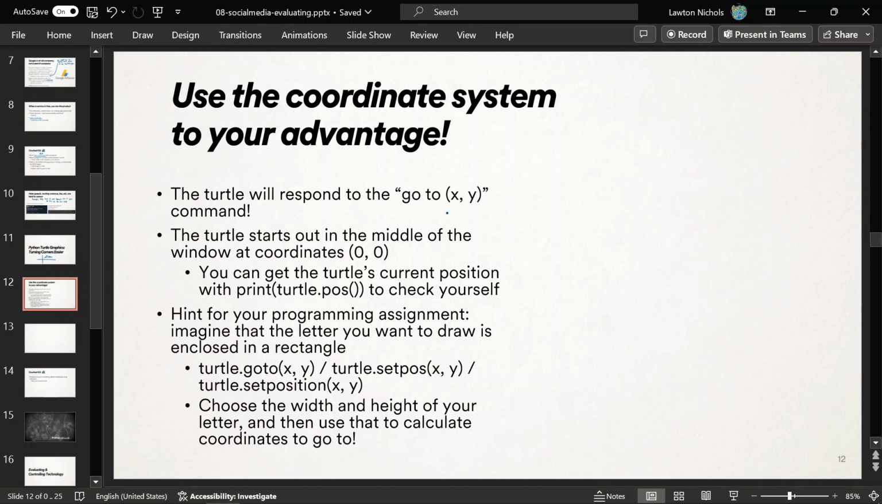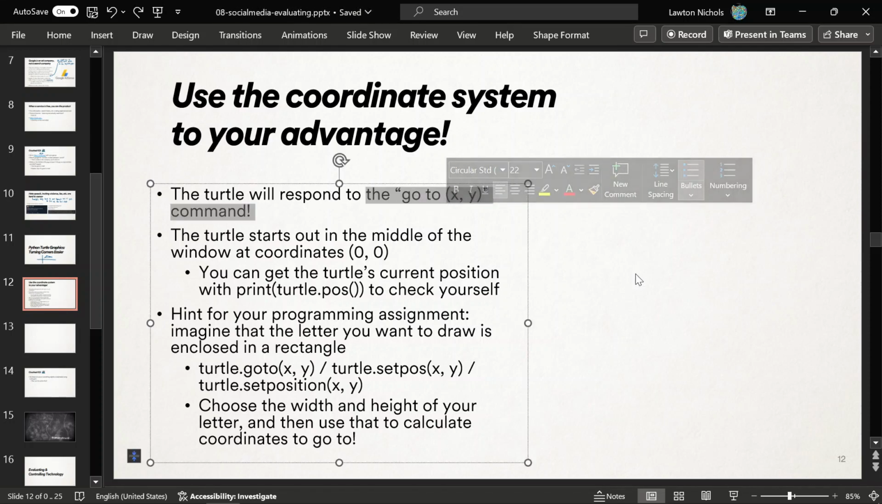So if you want the turtle to go to this particular index, you're going to say turtle.goto x comma y. Okay? That's what you do. Or turtle.setpos x comma y. Turtle.setposition x comma y. It's fewer characters to type goto, so I'm going to teach you that one. Why not? Okay. So yeah, the turtle will respond to the goto x comma y command.